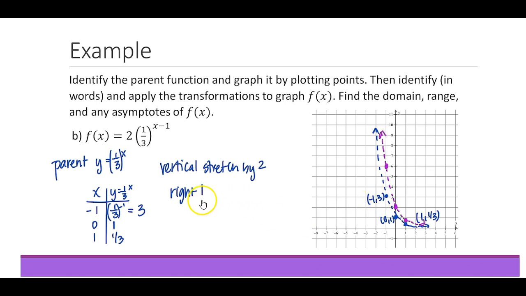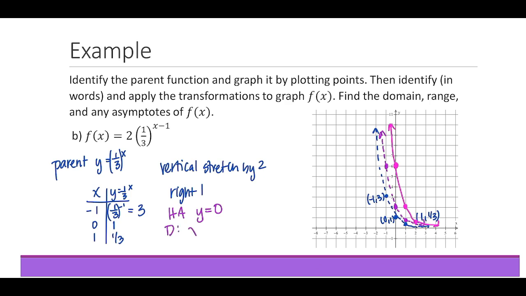And then finally, everything's going to shift right 1 unit. So my final graph here will have me passing through 0, 6, 1, 2, and then 2, 2/3. And then I'm going to go ahead and connect those together with a solid graph. And also recognize, since I didn't actually have a shift up or down, my horizontal asymptote didn't change. So when we label all of our pieces here, because we need to identify any asymptotes, we still have a horizontal asymptote of y equals 0.